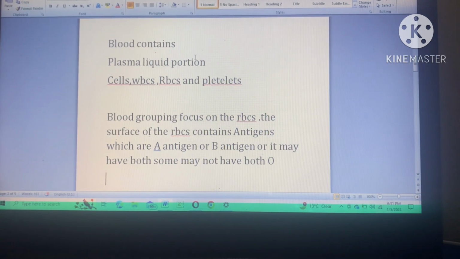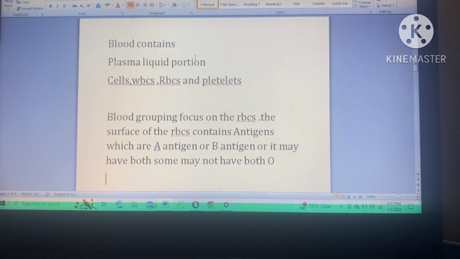So when you're talking about blood grouping, many will focus on the RBCs, because the RBCs contain a specific thing which is used in blood grouping, which is called antigen. It may contain antigen A, or it may contain antigen B, or it may contain both. That is called AB group. Or it may not contain anything. Those bloods that do not contain antigen are called blood group O.